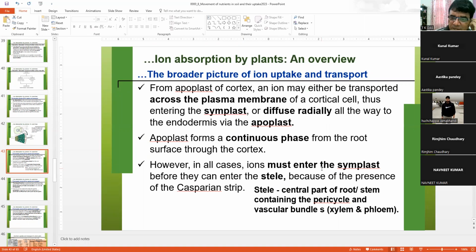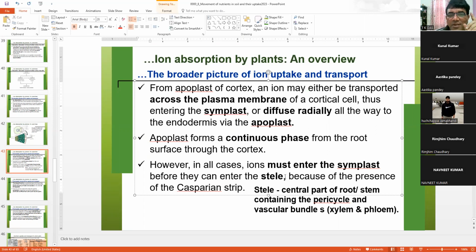However, in all cases, ions must enter the symplast before they can enter the stem. Means initially they can travel through apoplast up to xylem or Casparian strip. But after that, those ions who are walking through the apoplast must enter the symplast if they want to be part of the ion uptake, or if they want to reach the xylem, then in the end they must pass through the symplast.